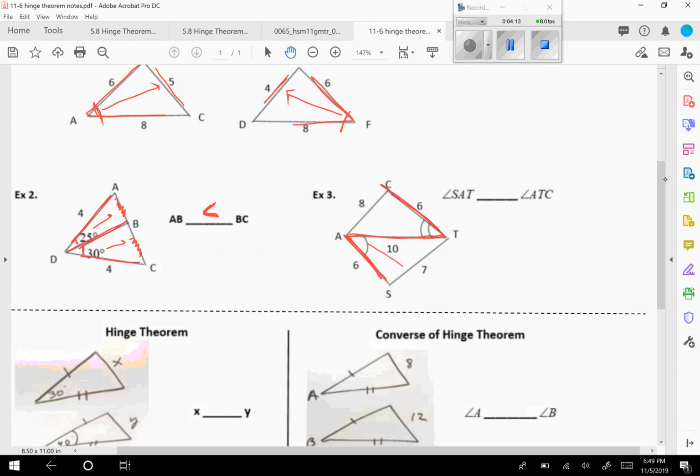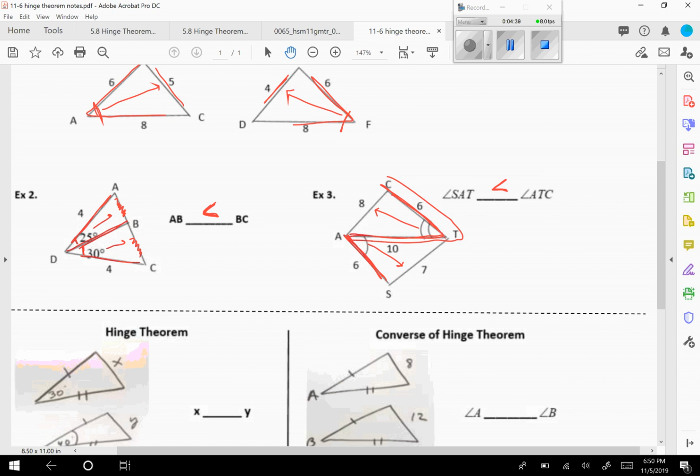So go across. This one, the side across from it is 7. And this one, the side across from it is 8. So the angle that's across from the side that's 8 is going to be bigger. So angle CTA, or ATC, is going to be bigger than angle SAT. So now we've done the examples.